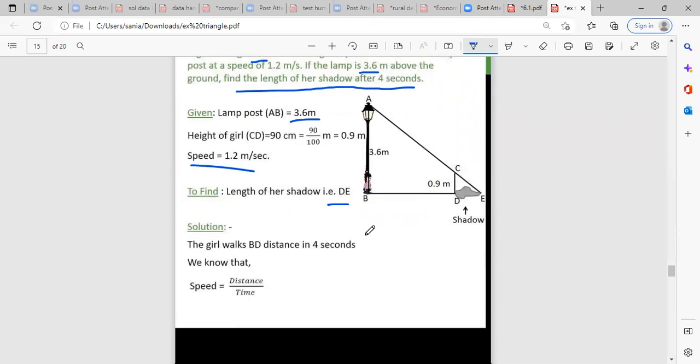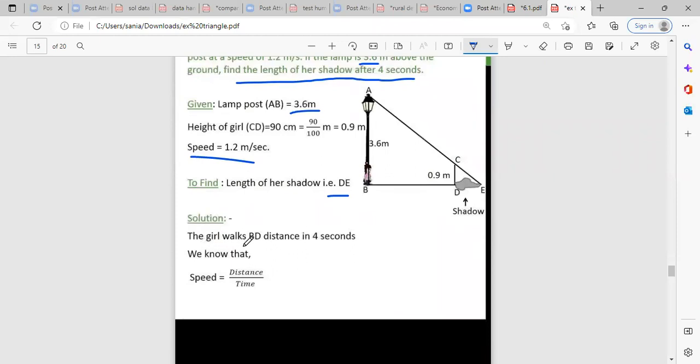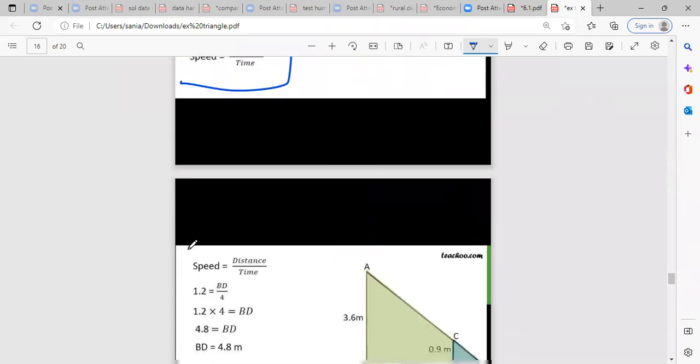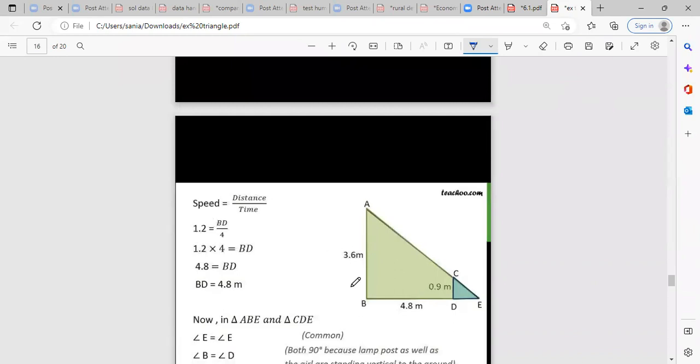Okay, teacher. And the girl walks DB distance in 4 seconds. So this DB distance or BD distance, she is walking in 4 seconds. So first of all, you know the speed, right? You know the time. So you will find what distance she covered in between. Speed is equal to distance divided by time. So speed, you know, 1.2, the BD distance is this. Once you solve it, you will get 4.8. So basically this BD is your 4.8.